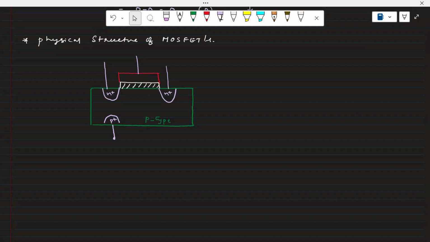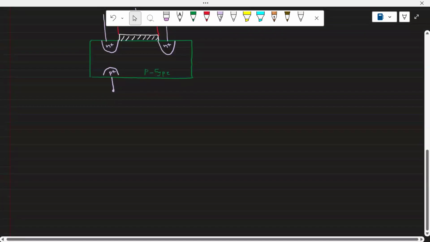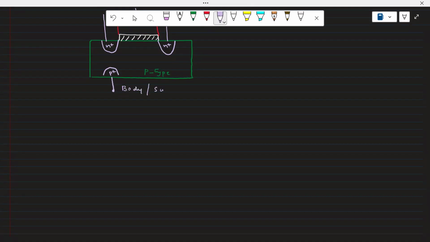The purpose of the body, this is called body or substrate. This is also called body or a substrate. What is the purpose that we have to use a p-type substrate or a body? This is actually used to give the mechanical strength for the active areas. So these are called active areas, right? This is one active area. This is another active area, N plus active area. This is another active area.